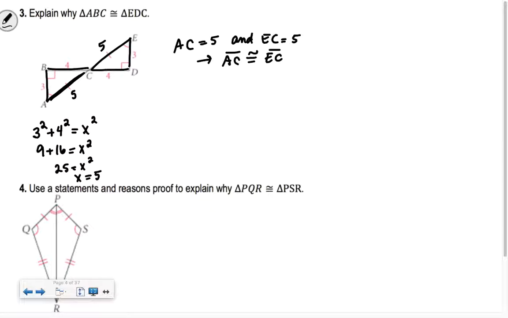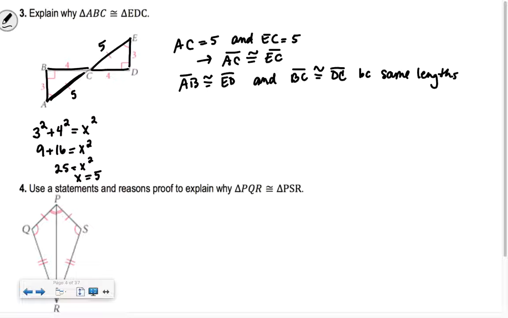Do we know our other ones? Yeah, we know that AB is congruent to ED, and BC is congruent to DC, because we'll just say same lengths, right? You guys get what that means.